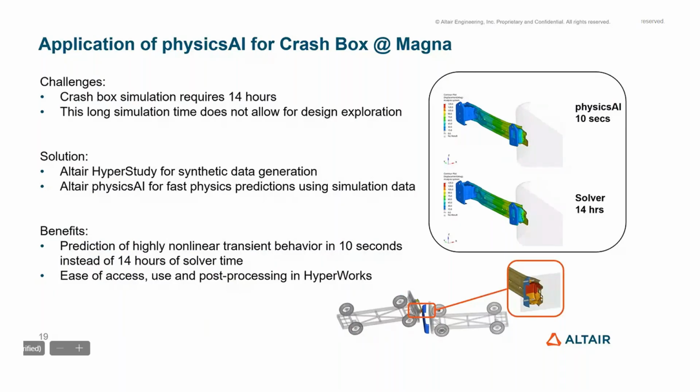If you see physics AI, it takes 10 seconds to simulate, and you can see the contour comparison of the FEA simulation and the physics AI simulation. If you see the comparison of results, it is almost the same, 1.35 mm they achieved. Instead of 14 hours, it has taken 10 seconds. That is why, in a 5-step process, Magna users have easily started utilizing physics AI to get predictions very fast for their number of design variants.